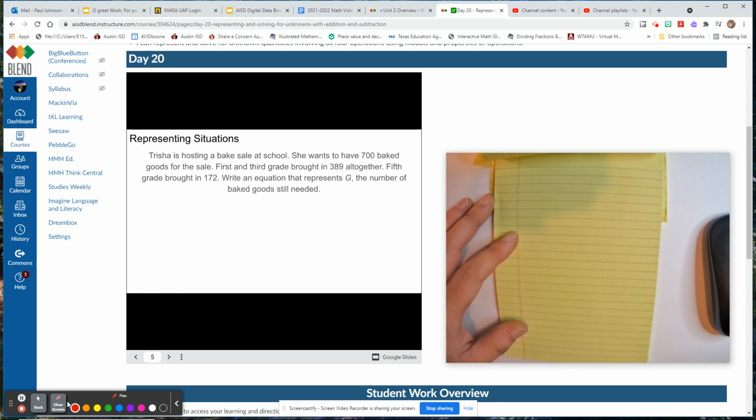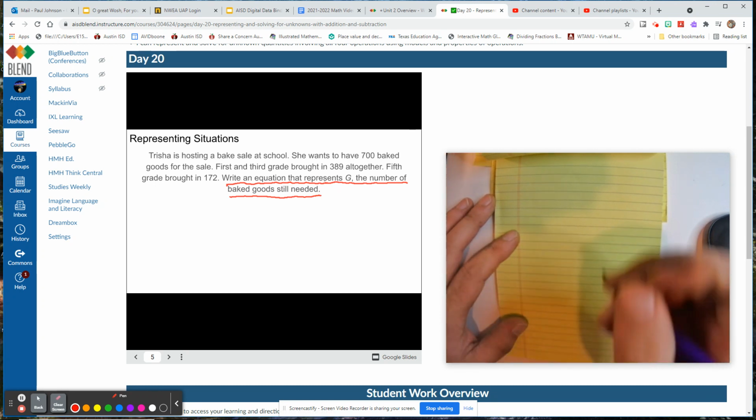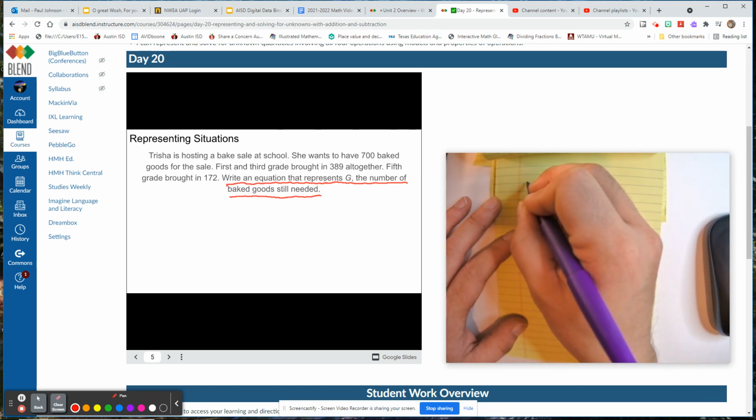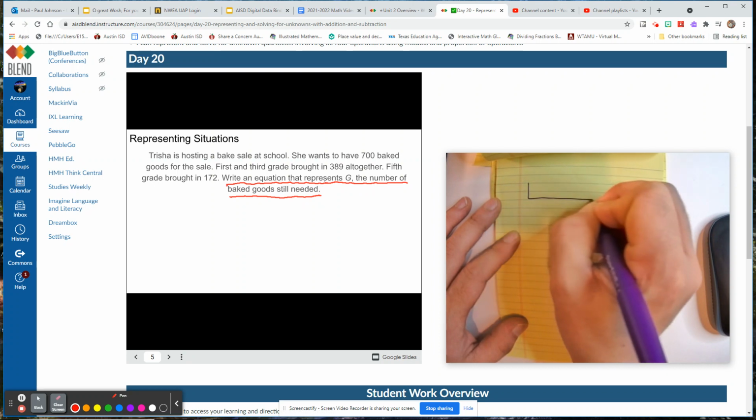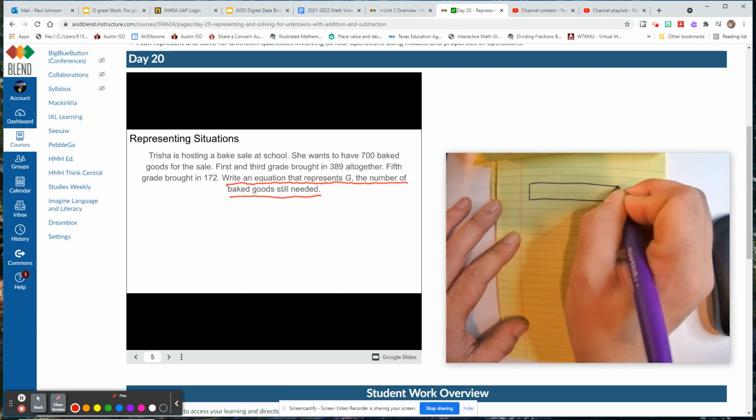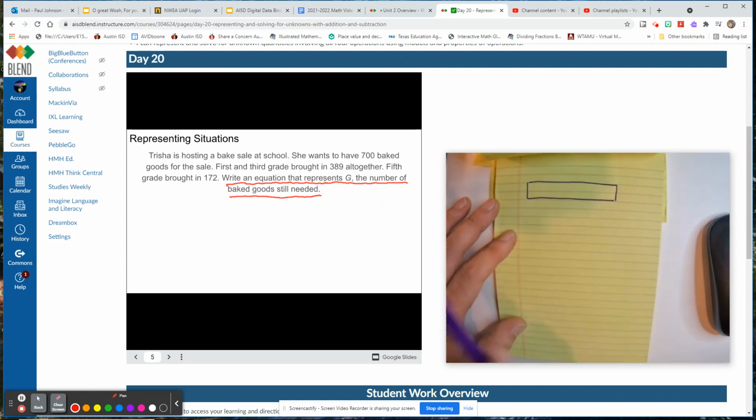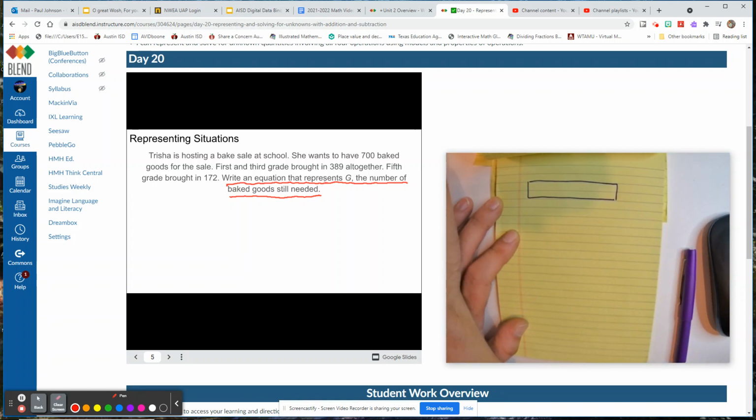All right, so first thing we need to do is underline the question. Our question is, write an equation that represents G, the number of baked goods still needed. All right, so this is going to be a strip diagram. That's the first thing. Maybe I should hold off before I do that. Let me get some important information because I don't even know how many parts of the strip diagram to draw yet. So Trisha's hosting a bake sale at school.